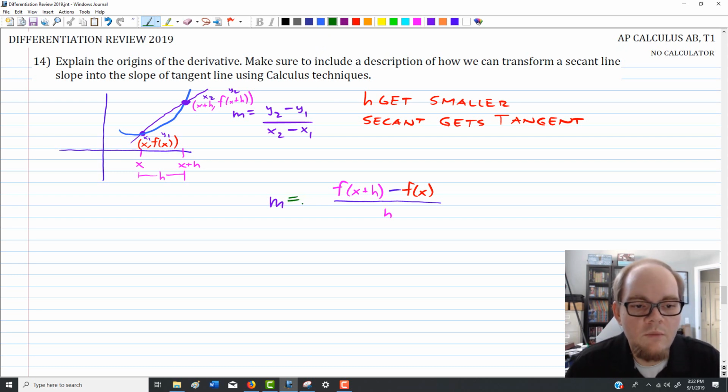To make this the exact slope, what we do is we add a limit. We basically want h to get smaller and smaller so the points are closer and closer together. So if we take the limit as h goes to 0, we will get our actual slope. And this, of course, becomes the slope of the tangent line in the limit.